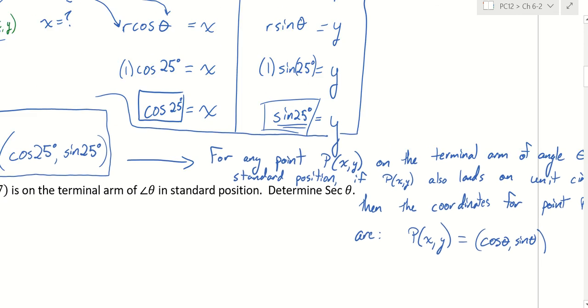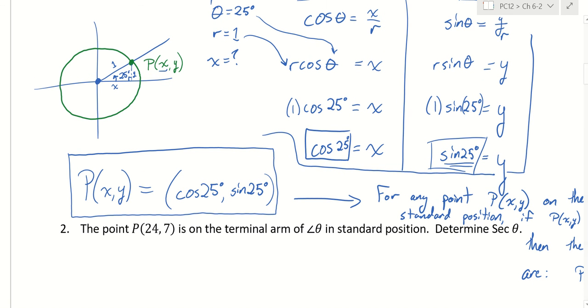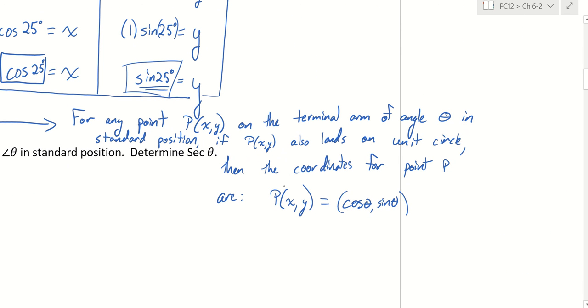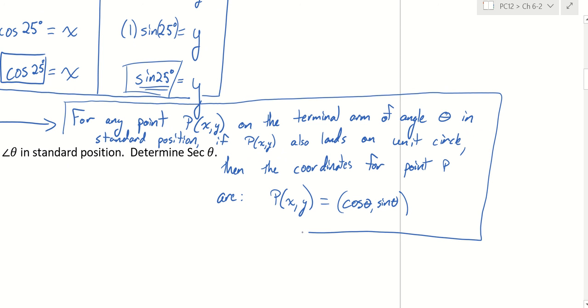So we noticed that for an angle of 25 degrees in standard position, if we have some point P on the associated terminal arm, and that point also lies on the unit circle of radius 1, then the x and y coordinates of that particular point are just going to be the cosine of that angle in standard position and the sine of that angle in standard position. This is generally true. So if you have some point that lies on the terminal arm of some angle theta, and that point is also lying on the unit circle, then this will always be true.